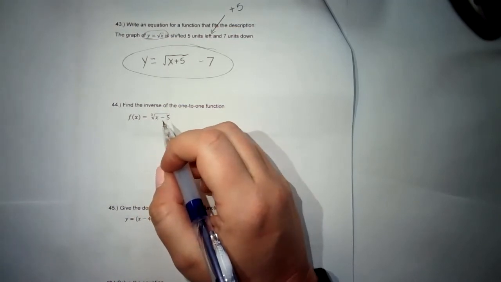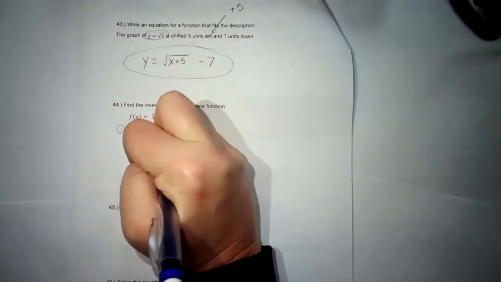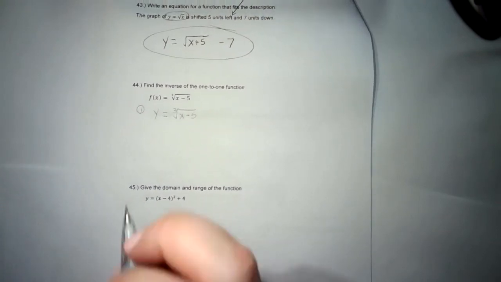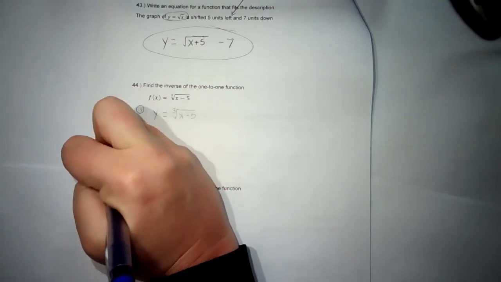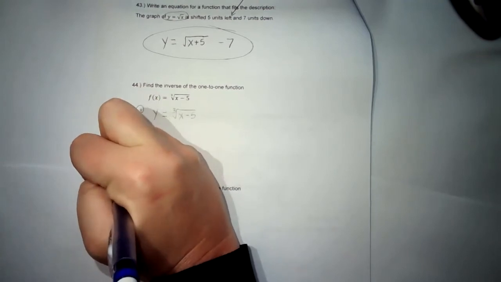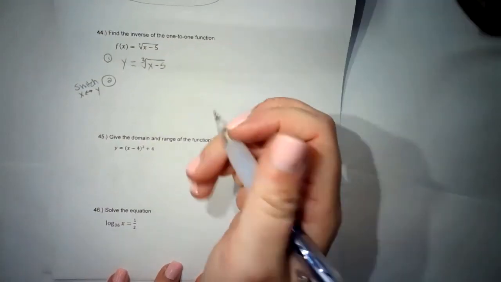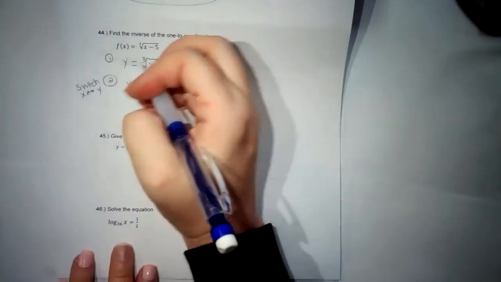Okay. First step, we're going to replace f of x with y. Remember that? Okay. Second step, we're going to switch the x and the y. Switch x and y. That's our second step. So I'm going to have an x equals a cubed root of y minus 5. Third step, solve for y. That's it.